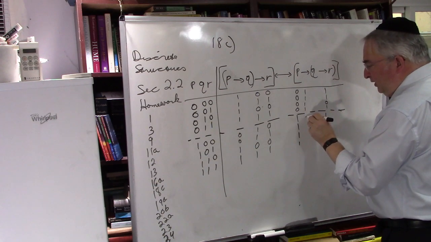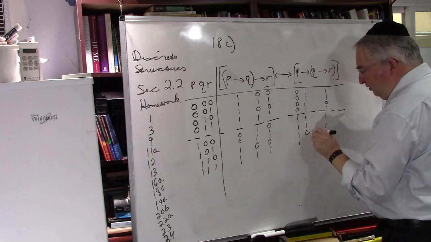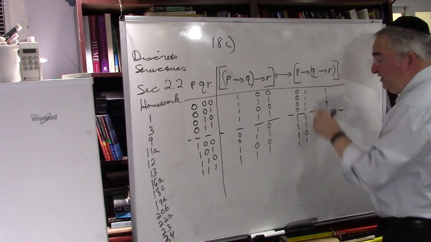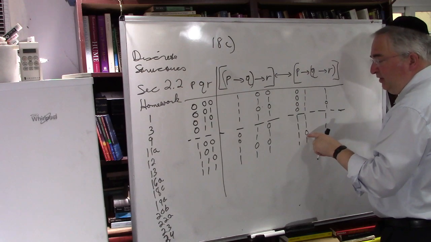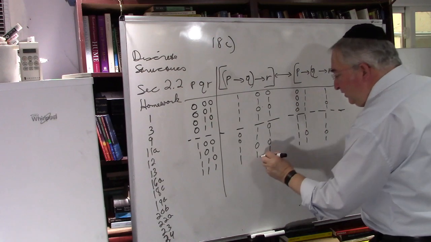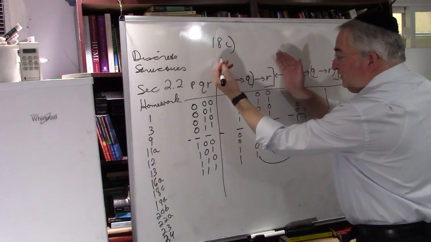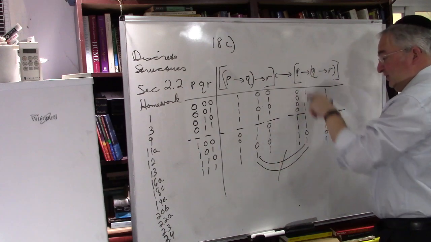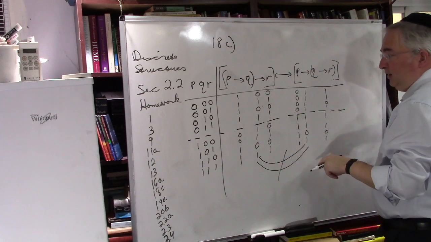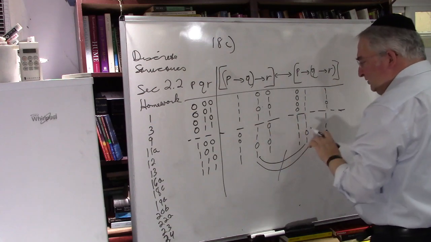1 arrow 1 is 1. 1 arrow 1 is 1. 1 arrow 0 is 0. 1 arrow 1 is 1. This is almost a tautology, not a tautology because it has a 0 here. Main point is this line, which is the final answer of this, is not the same thing as this line. Okay, so let's be a little bit more formal. This is not the same as this.